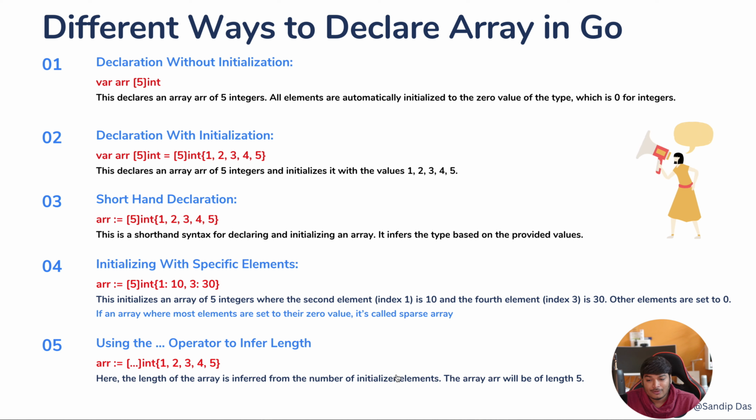Then with the shorthand, for example, the third example here, where I'm saying array, then the shorthand :=, then giving the array size, then the data type which is int, then giving the actual values, that is 1 2 3 4 5.